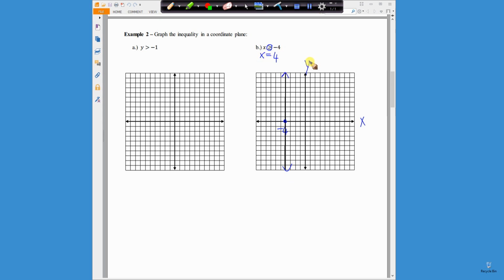Now I want to shade. Again, you can test a point. For me, these two examples are very, very simple because you're looking for numbers on the x-axis that are bigger than or equal to negative 4.